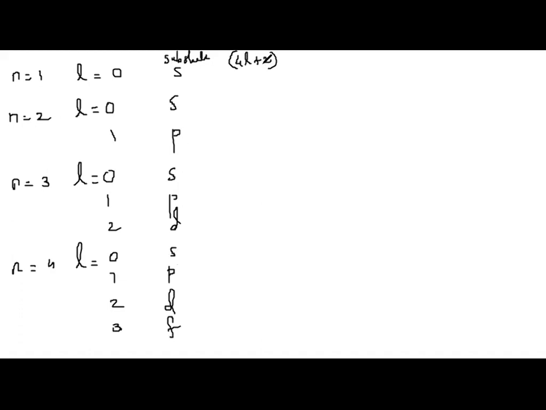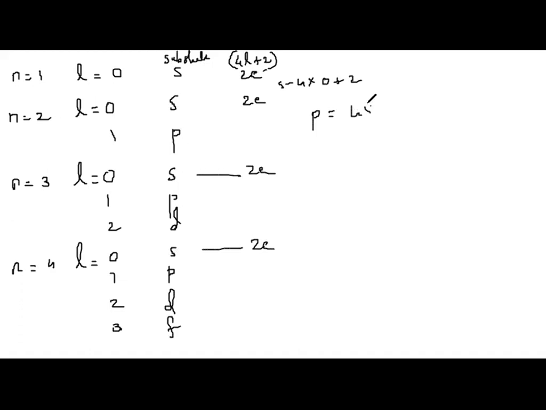So 4 into 0 plus 2. 4 into 0 is 0. So s can have 2 electrons.